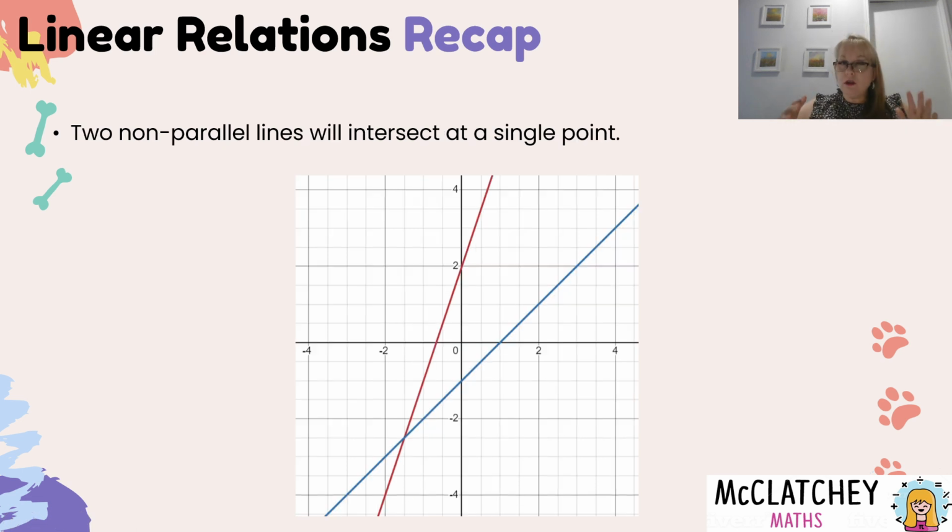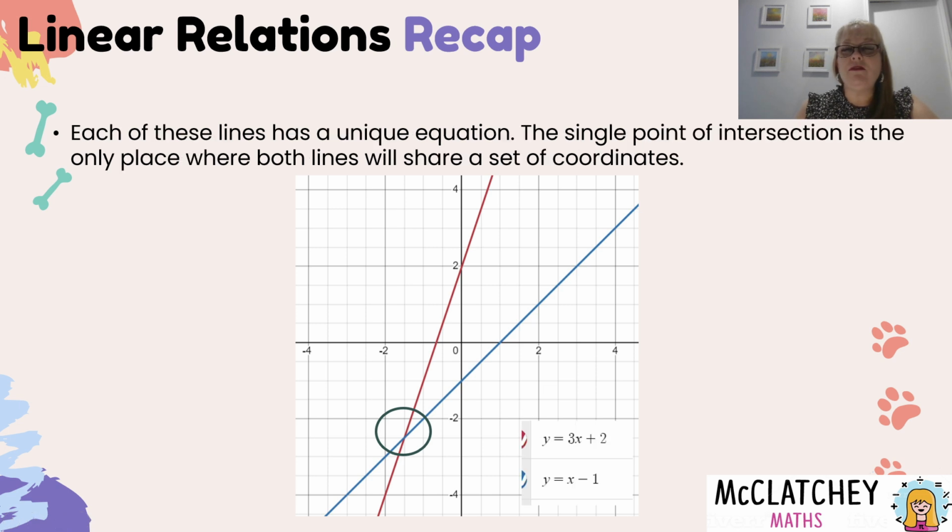Now let's talk about two lines, because this video is all about simultaneous equations, simultaneous meaning at the same time. So two straight line equations that exist on the same graph. Now when we've got two lines that aren't parallel, they will cross at some point. We can see down here that these two are intersecting or crossing over each other at a single place. Each of those two lines has a unique equation. As you can see, the red line has the equation y equals 3x plus 2, and the blue line has the equation y equals x minus 1.